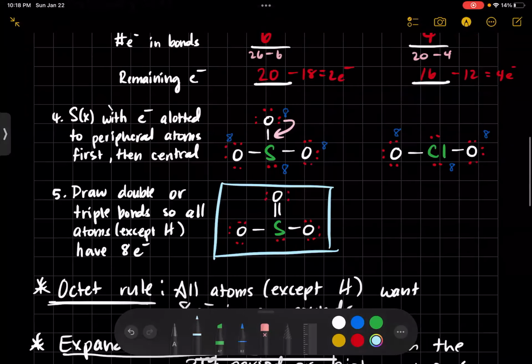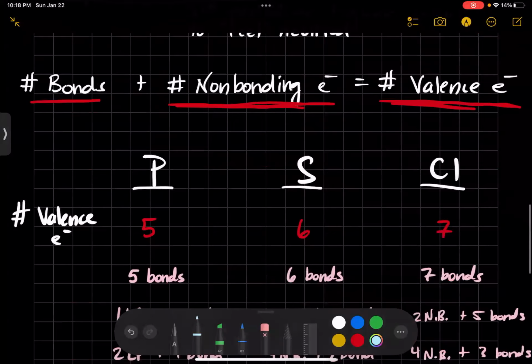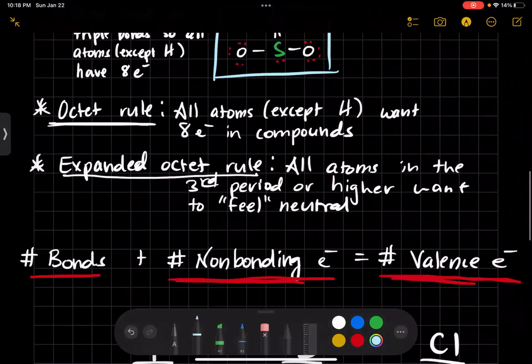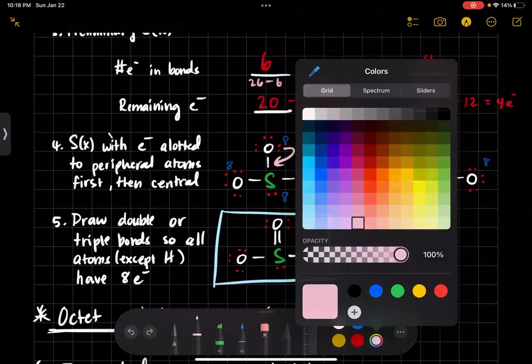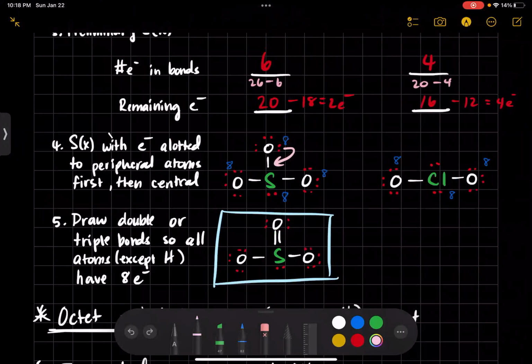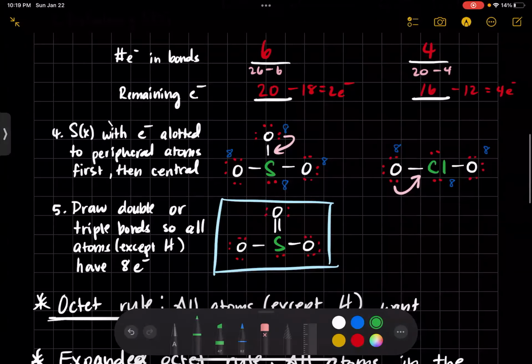Let's go over to chlorite, chlorine and chlorite. So chlorine in this structure feels like it has 1, 2, 3, 4, 5, 6. How many does it want? It wants to feel like it has 7. And now same thing I did in the last one. I'm just going to take a lone pair from one of the oxygens, doesn't matter which one, left or right. And I'm going to draw a double bond.